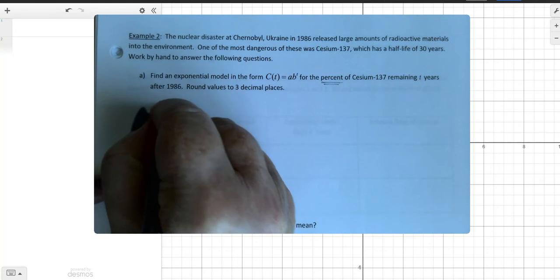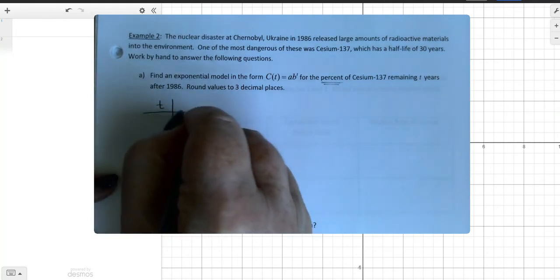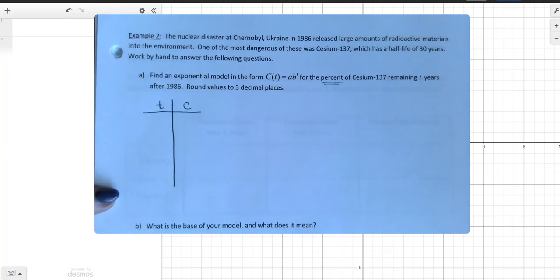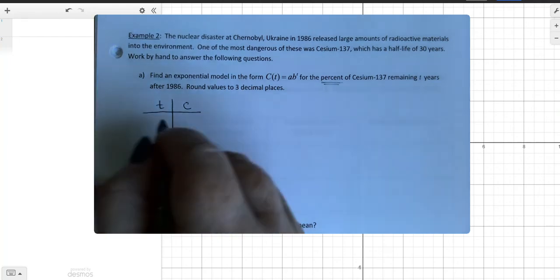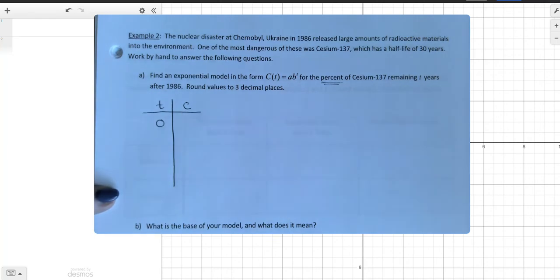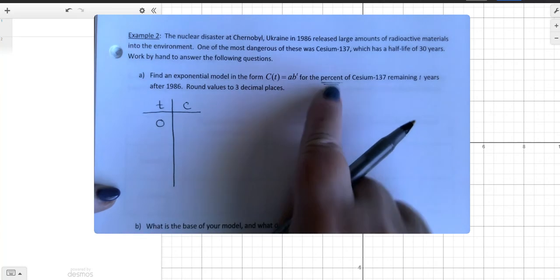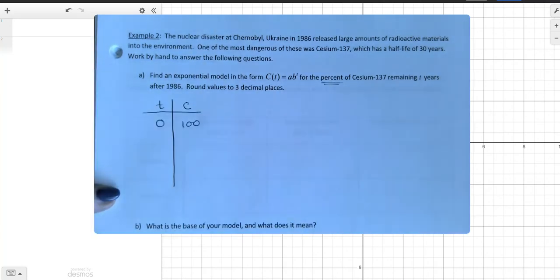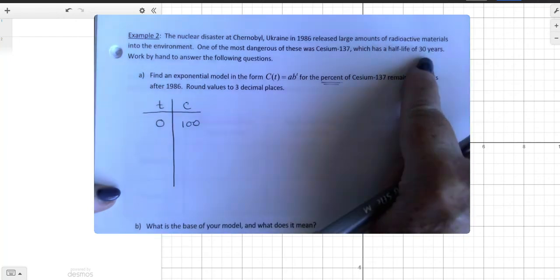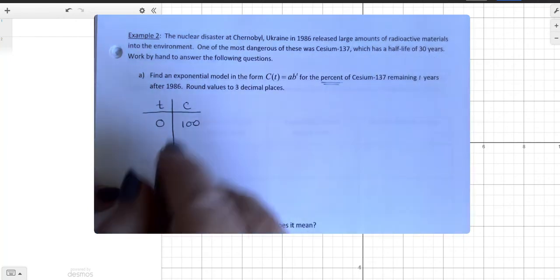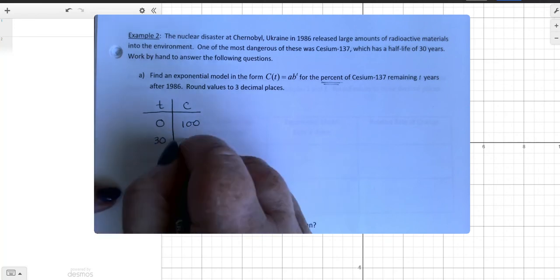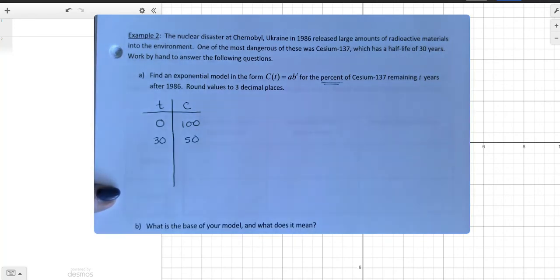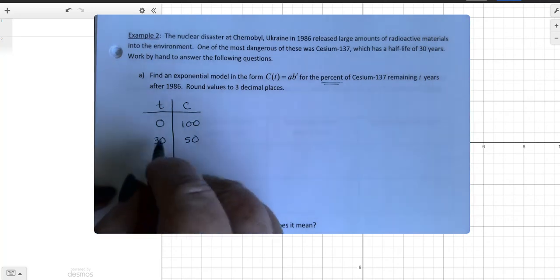So let's make ourselves a little table of values. I almost always do this with half-life and doubling types of problems. At time 0, 1986, when the accident occurred, all of the cesium-137 that was ever going to be released was released right then. So the percent would be 100. Now with a half-life of 30 years, 30 years later we're down to 50%, right? Cuts it in half.